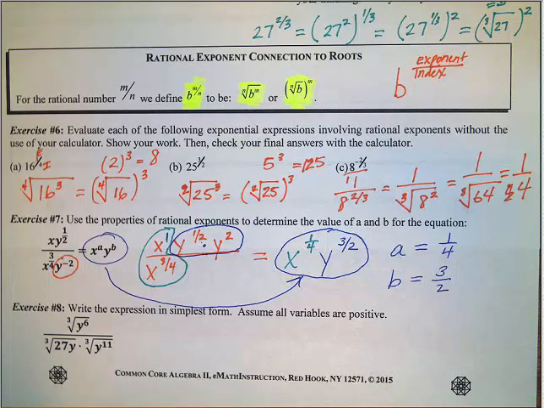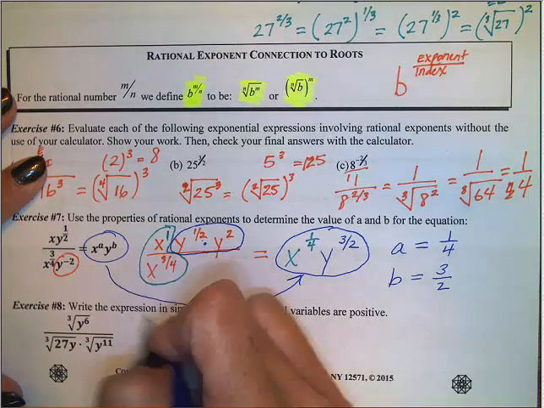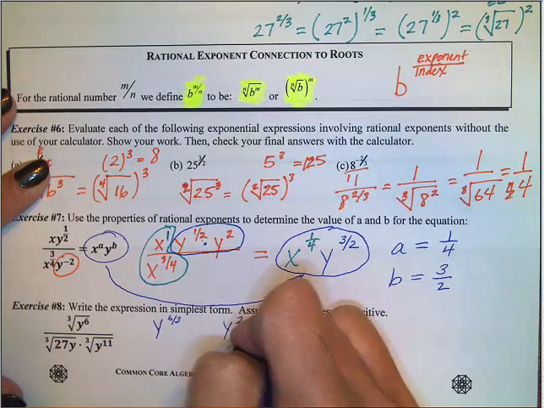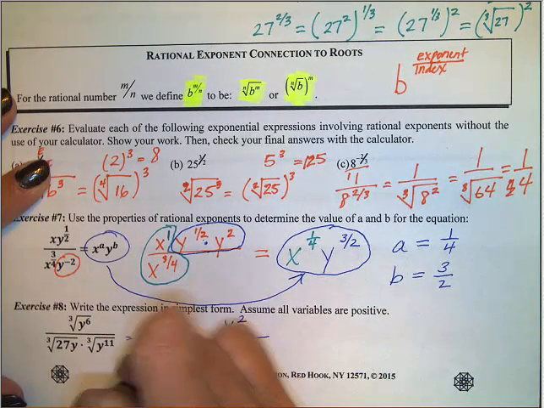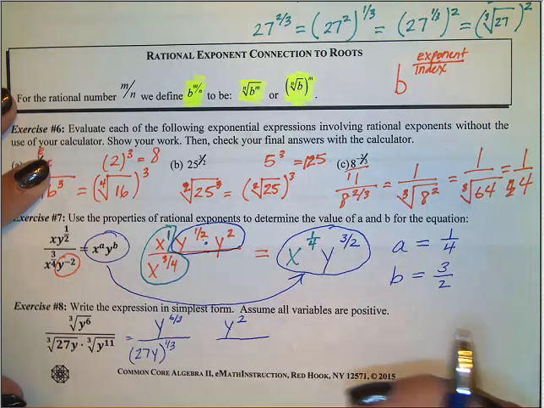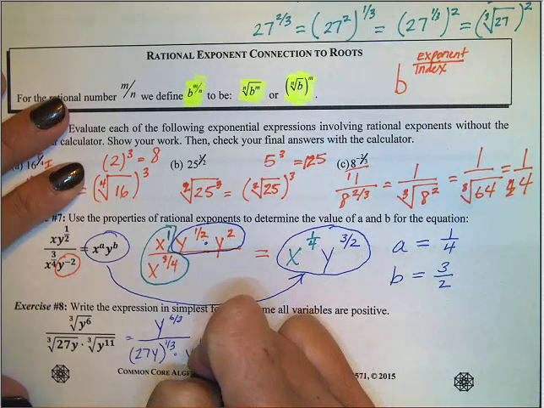So let's look at number 8. Write the expression in simplest form. Assume all the variables are positive. So, yuck, radicals. So I'm going to rewrite this as exponents. So the exponent is 6, the index is 3. So this becomes y to the 6 over 3. Well, that's y to the 2 on top. This becomes 27y, and notice all those are to the first power. So they're raised to the 1/3, times y. My exponent is 11/3.